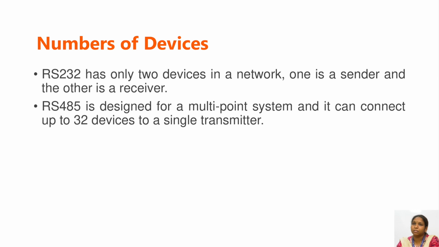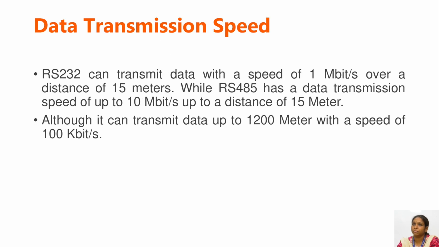Number of devices. RS-232 has only 2 devices in a network. One is the sender and the other is the receiver. Whereas RS-485 is designed for a multi-point system and it can connect up to 32 devices to a single transmitter.